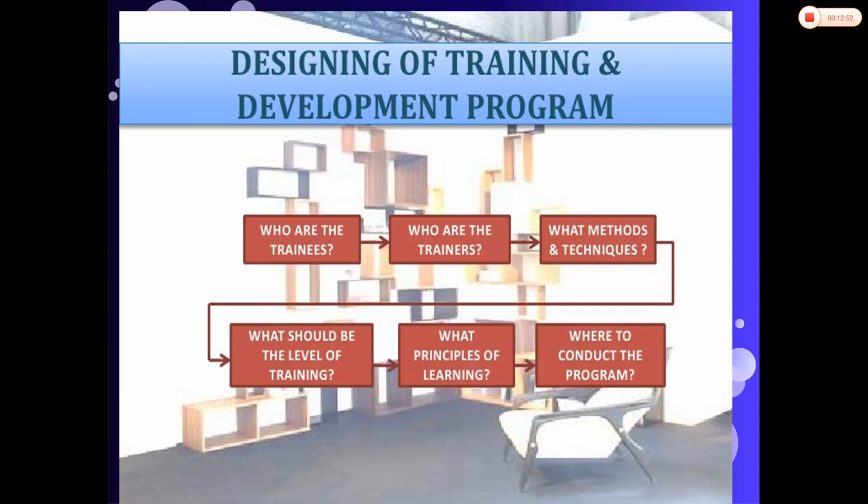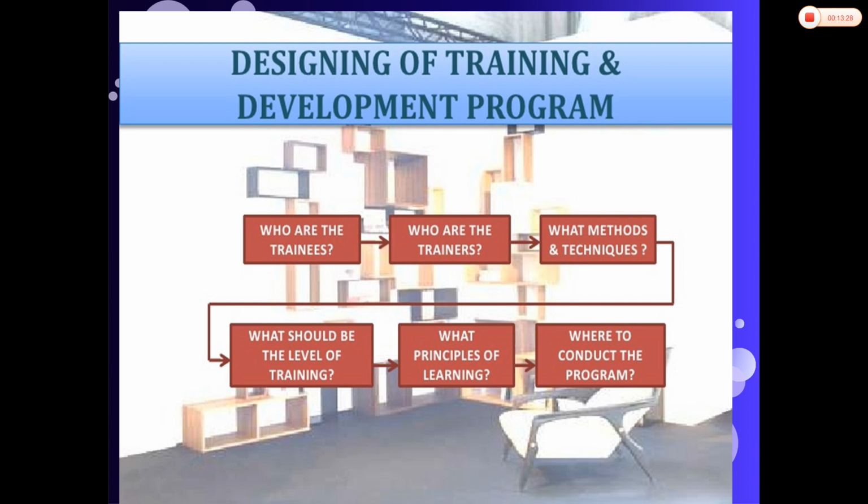And the next one is designing of the training and development program. These programs vary from one company to another, from one organization to another, and at the same time from one department to another and from one position to another. However, a clear training program is a sequence of 5 steps. In the first step, you need to assess who are the trainees, who are the trainers, what methods and techniques, what should be the level of training, what principles of learning, and where to conduct the program.